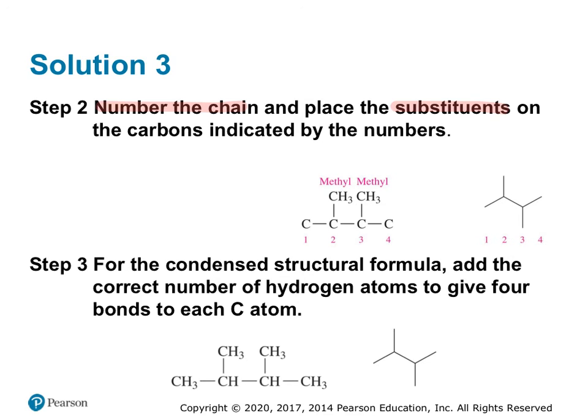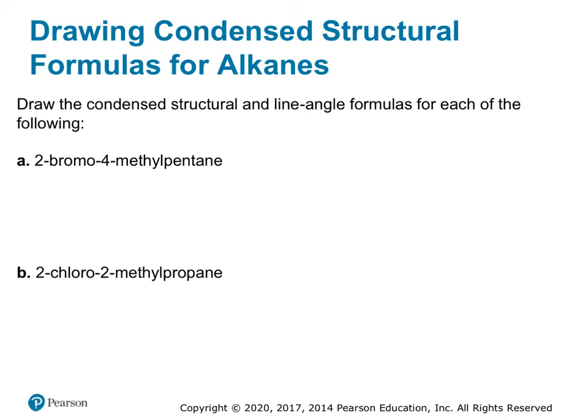In the condensed structural formula, you add in the hydrogen atoms so that every carbon gets its 4 bonds. So here at the bottom, I put a CH3 on both end carbons. And then I put a CH here and here on the 2 middle carbons, because they already have 3 bonds, so they only need 1 more hydrogen.